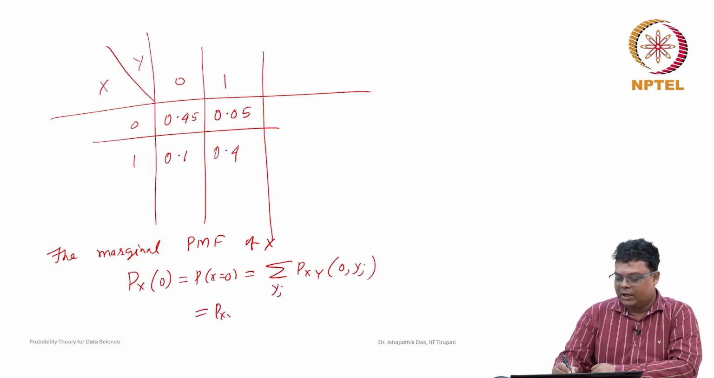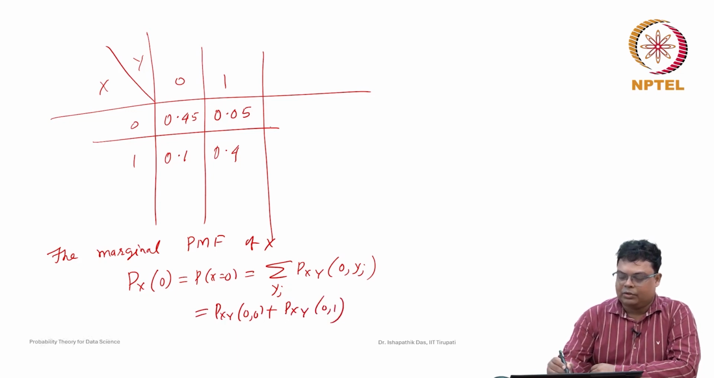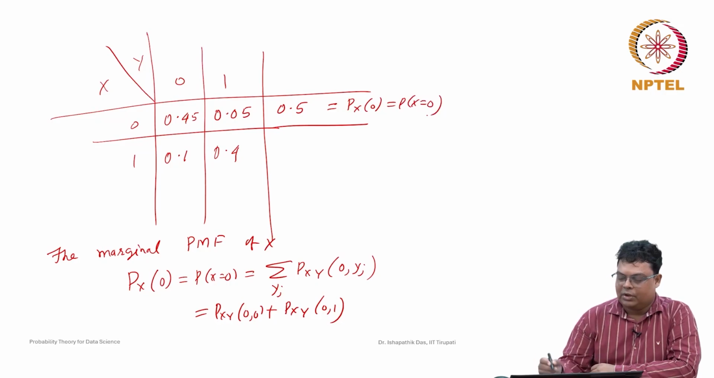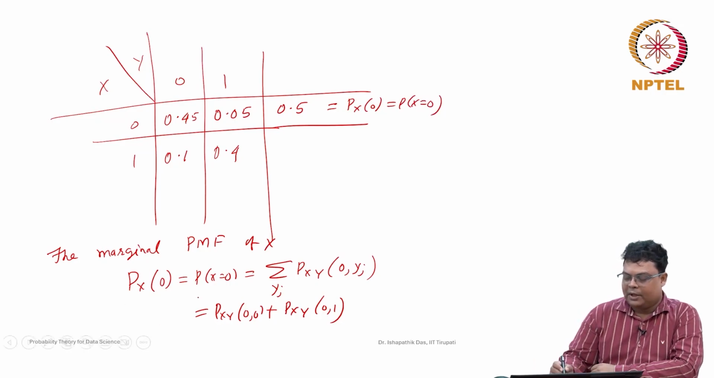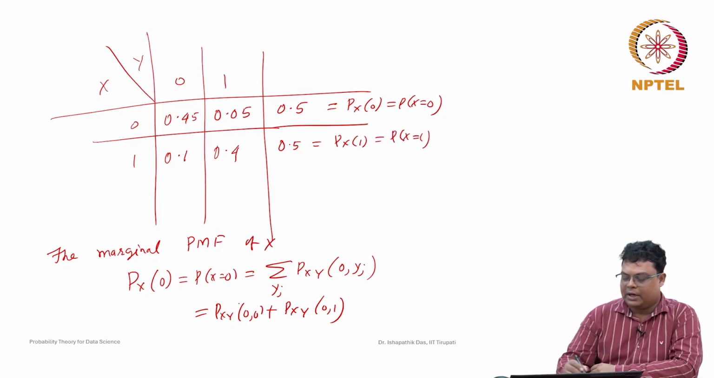So this is nothing but P_XY of 0,0 plus P_XY of 0,1. Basically, if you take the row sum of P_XY of 0,0 and 0,1, this is 0.5. This is nothing but P_X of 0, which is the probability of X equal to 0. Similarly, if you take the row sum of the second row, here also it is 0.5. This is nothing but P_X of 1, the probability that X is equal to 1.